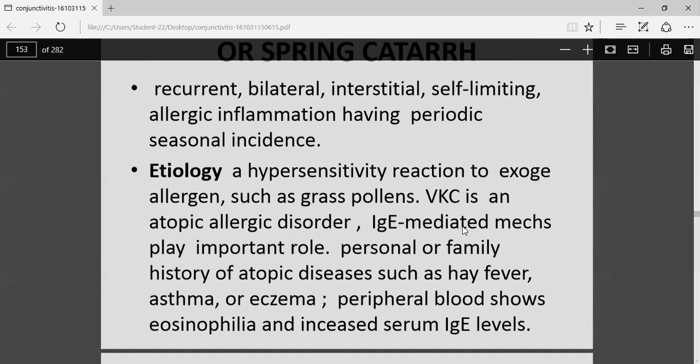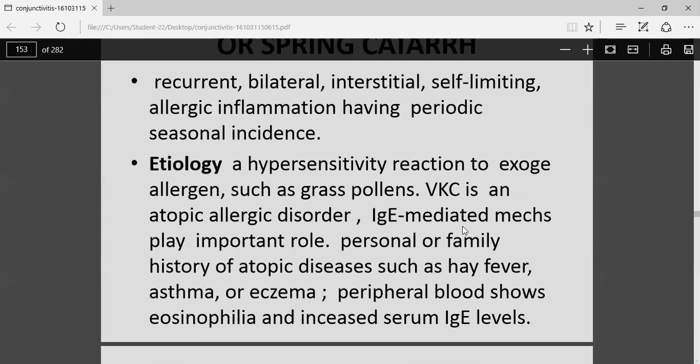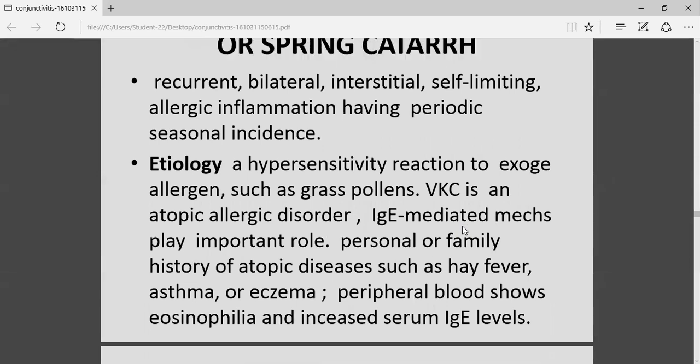What we call it? Vernal keratoconjunctivitis. It is also called spring catarrh. Very common in our OPD and very common especially in the young age between 5 to 15 years. This is the age where vernal keratoconjunctivitis is very common.